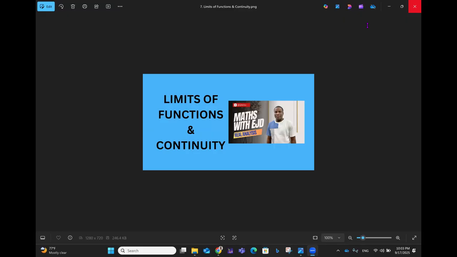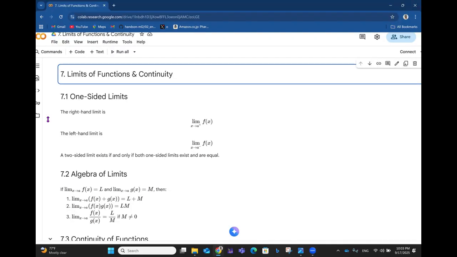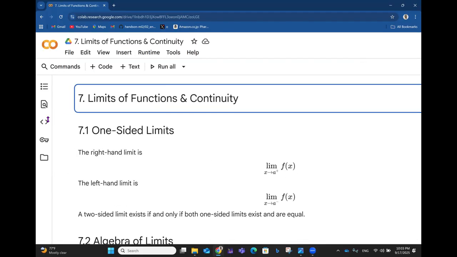In this video, I'll be talking about limits of functions and continuity. Of course, I've talked about this under basic calculus. We are looking at it from the angle of real analysis, where we get to talk about things like delta epsilon or epsilon delta proofs. So let's go for that right now. So, limits of functions and continuity.